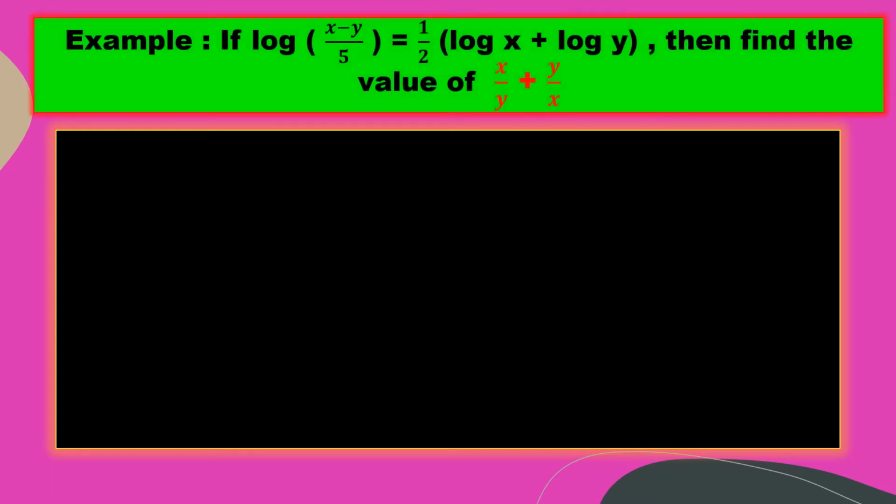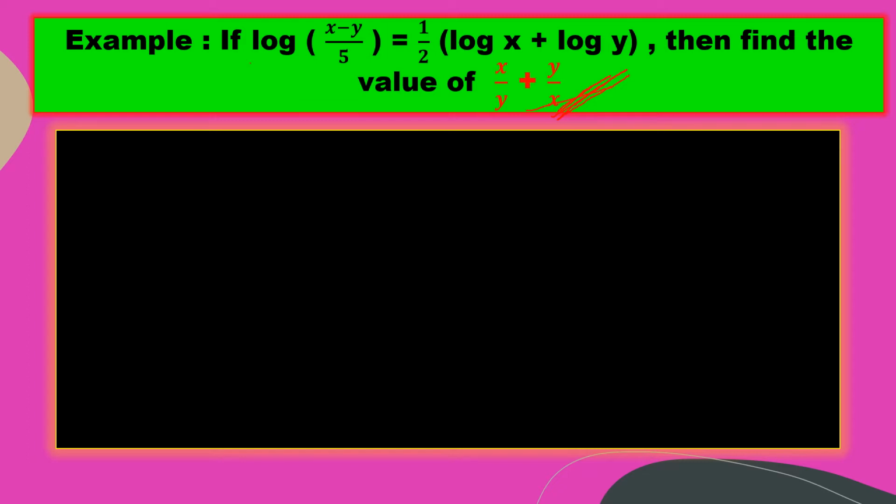So first we'll solve the example problem. Here is your example. If log of (x minus y) by 5 equals 1 by 2 log x plus log y, then find the value of x by y plus y by x. So you should find the value of this one, meaning your answer should be numerical.